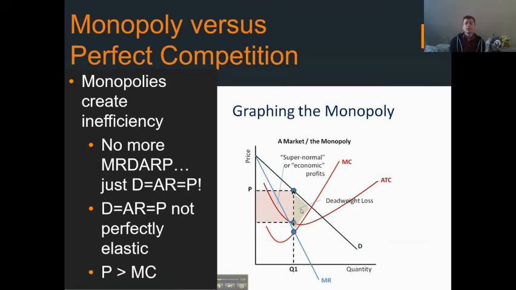A popular question on the AP test is comparing monopoly versus perfect competition. Basically, what are the differences aside from the obvious of what you can see? Well, monopolies create inefficiency. They are a type of market failure. If you're wondering, well, didn't you say if there was inefficiency, there would be deadweight loss? The answer is yes. And you can still see that deadweight loss.